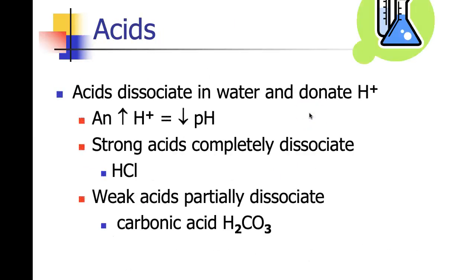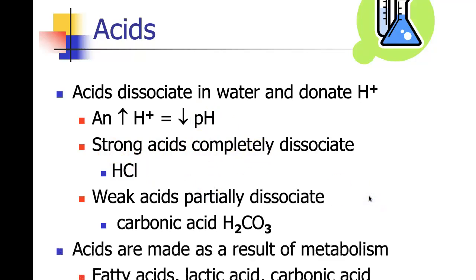Okay. So what makes something an acid is that an acid is going to dissociate in water and donate hydrogen ion. An increase in hydrogen ion equals a decrease in pH. Strong acids are going to completely dissociate. These are things like hydrochloric acid, HCl, whereas weak acids are going to only partially dissociate. A weaker acid like carbonic acid, H2CO3, which we'll come back to, is going to partially dissociate and donate some hydrogen ion to our solution. Okay, so this is why weak acids are going to lower pH a little bit. Strong acids are going to completely dissociate and lower pH even more.